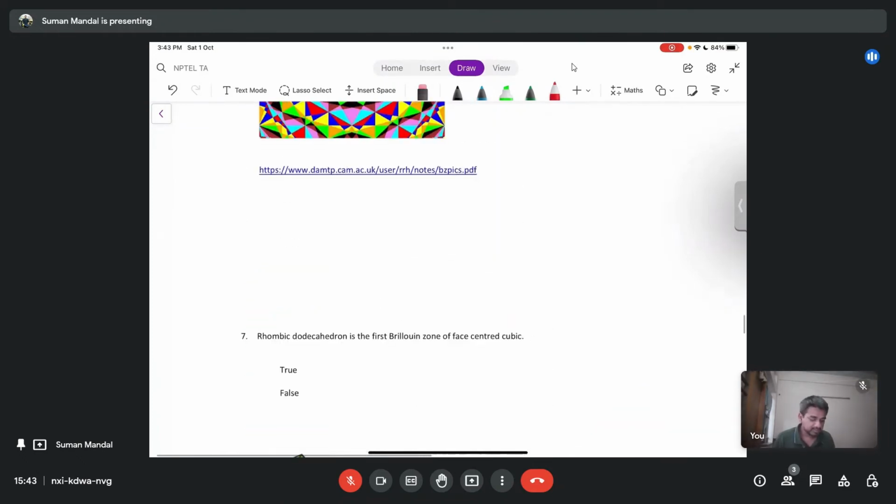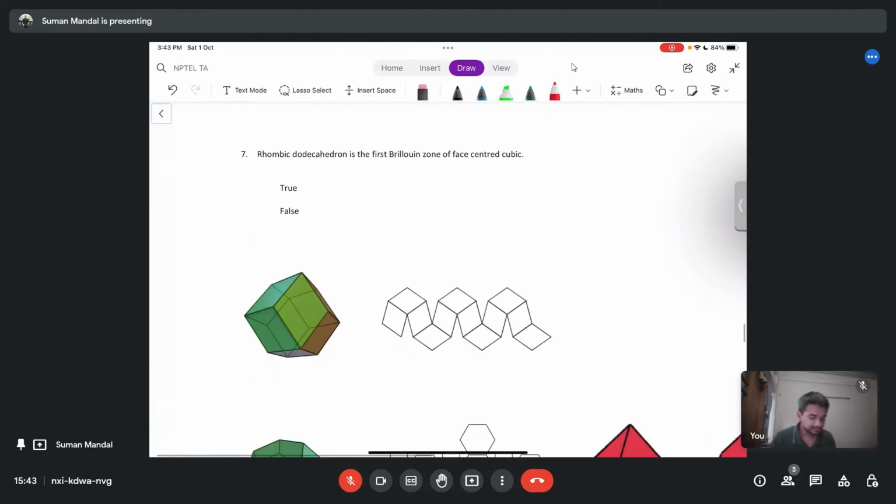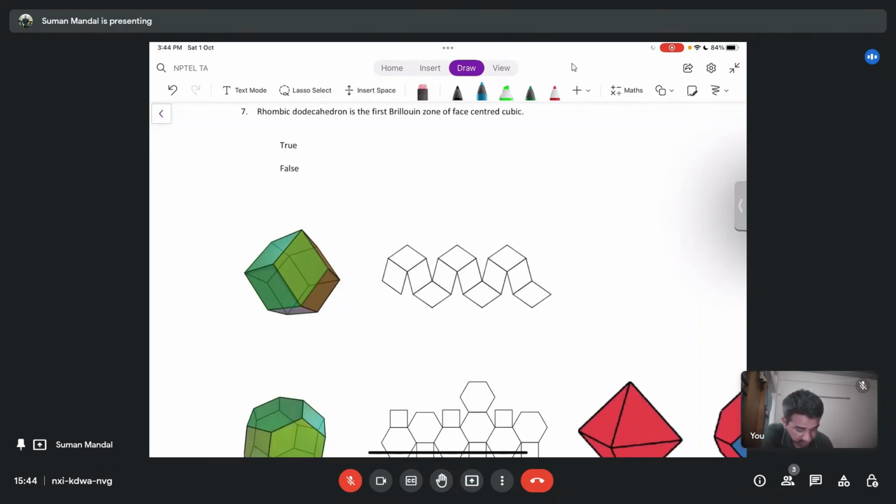So the rhombic dodecahedron is the first Brillouin zone of FCC lattice. Is it a true or a false statement? Before answering, let's see what exactly this shape called a rhombic dodecahedron is, because it seems like a complicated name. We generally don't talk about these kinds of structures. So this is what a rhombic dodecahedron looks like.